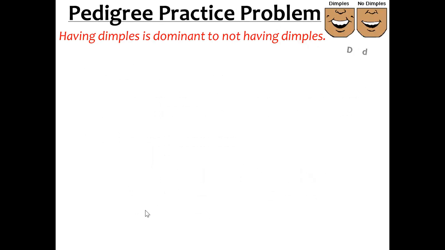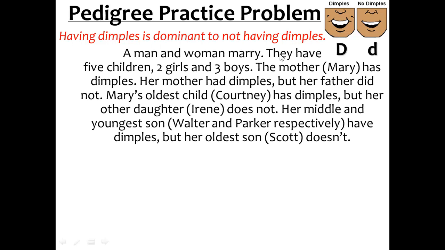All right, here goes an example. It's a pedigree practice problem. I'm going to kind of talk you through it. If you look up in the top right here, it's talking about one trait, two different alleles: dimples, no dimples. So you can either have dimples, capital D, because it's dominant, or no dimples, lowercase d, recessive. Having dimples is dominant to not having dimples. Moving on. Here goes a problem.